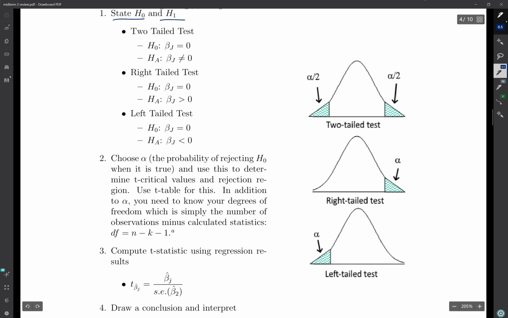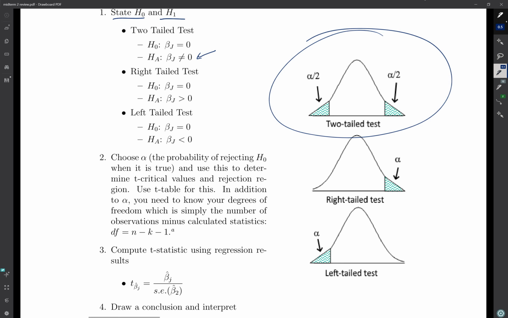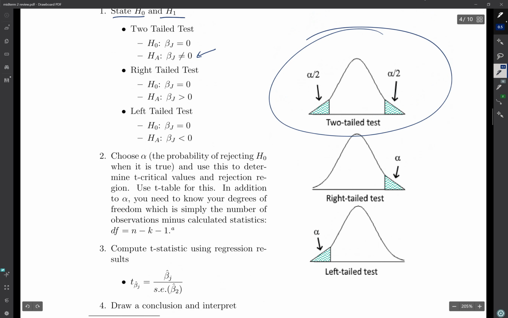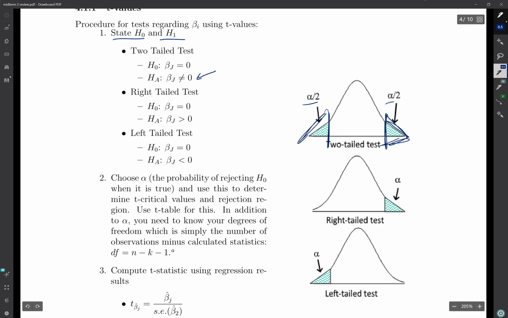For a two-tailed test, it's really simple. We could just say, well, our alternative is just that beta j is not equal to 0. And this is what we would kind of draw out as we are making our two-tailed test. We'll get into what these alpha numbers are in a minute. Two-tailed basically just means we've got some space in each side of our distribution.